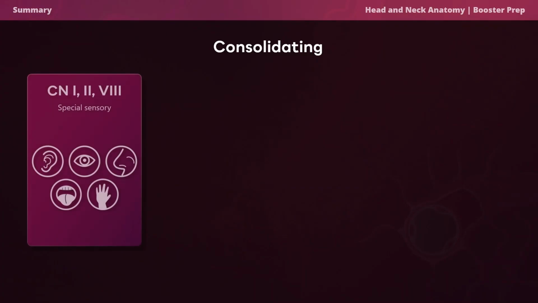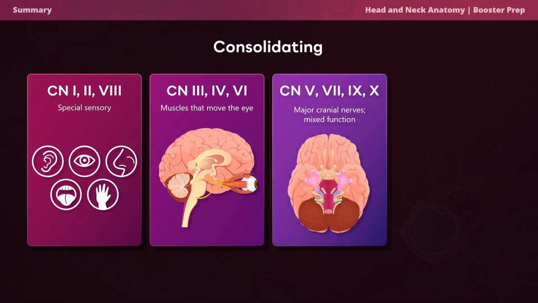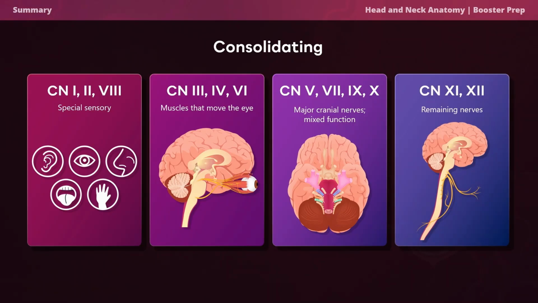So first we have cranial nerves 1, 2, and 8, primarily sensory functions originating directly from the brain instead of the brainstem. And then we have cranial nerves 3, 4, and 6, which are muscles that move the eye. And then we have cranial nerves 5, 7, 9, and 10, which are major cranial nerves with sensory and motor components. And then lastly, we have cranial nerves 11 and 12, which are remaining cranial nerves that only move a few muscles each. So now we've consolidated the nerves, now let's consolidate the tongue.